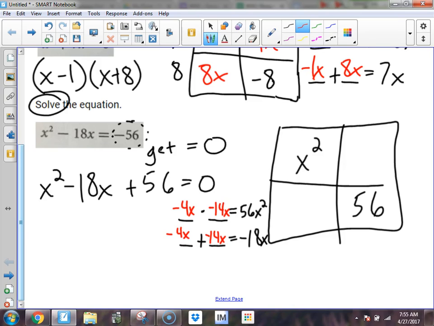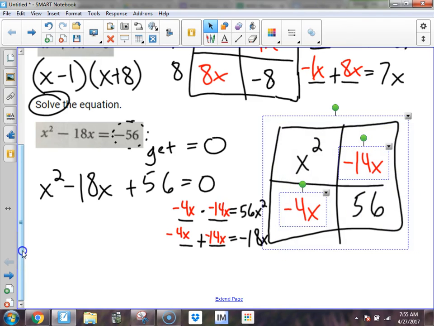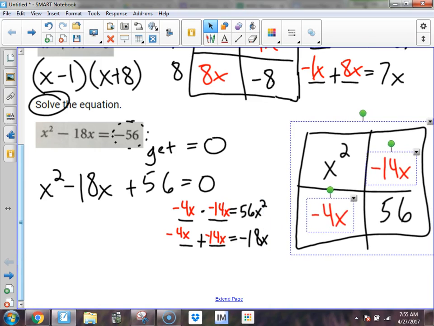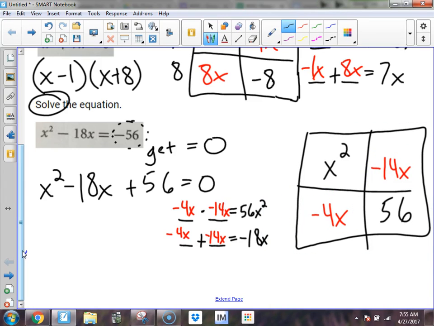So we put the negative 14x here. I just chose it there. You could have put negative 4x there if you wanted. It doesn't matter. And the negative 4x right there. Again, top left-hand corner, we have x squared, so it'll be pretty easy to fill this out. X times x is x squared. X times what is negative 14x? Negative 14. X times what is negative 4x? Negative 4.